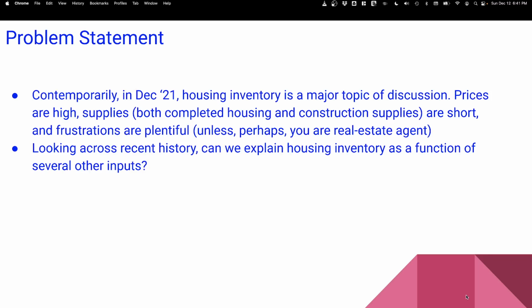But is there a way that we can look at a rather developed model to explain housing inventory as a function of several other inputs? And that's really what we're looking at here.